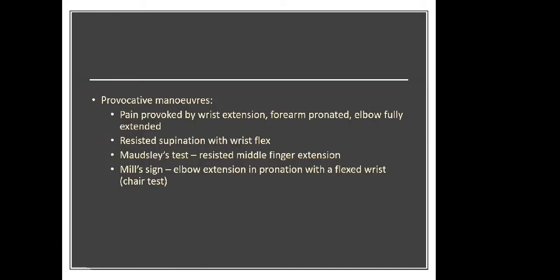Other tests are resisted supination with wrist flexion, Maudsley test, which is pain with resisted middle finger extension, and Mills sign or chair test. When we ask the patient to lift a chair, the pain will be aggravated. While lifting a chair, there is elbow extension in pronation with flexed wrist.